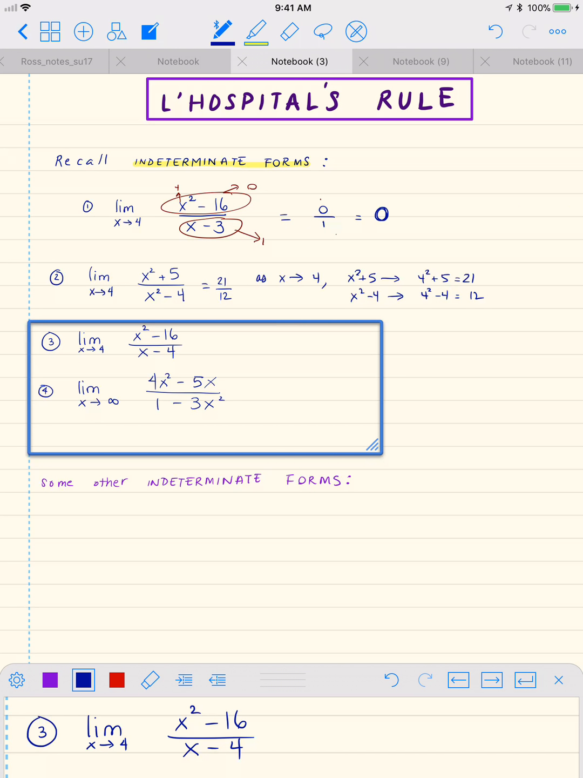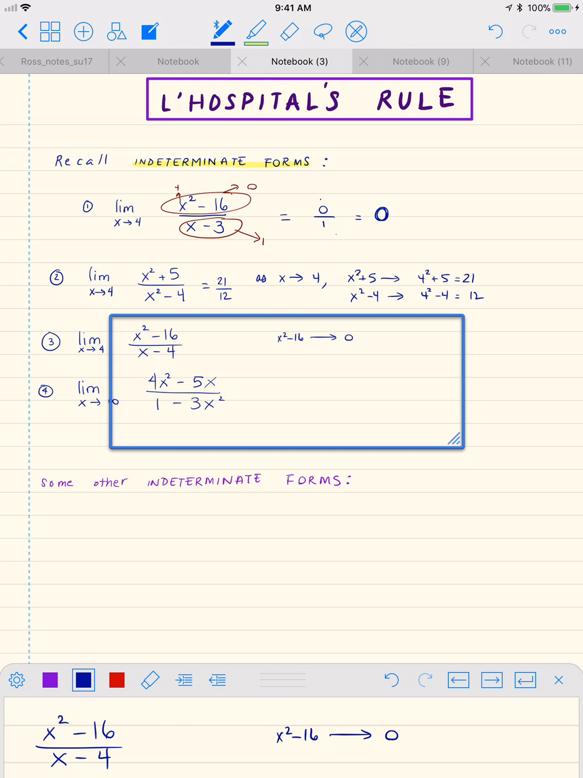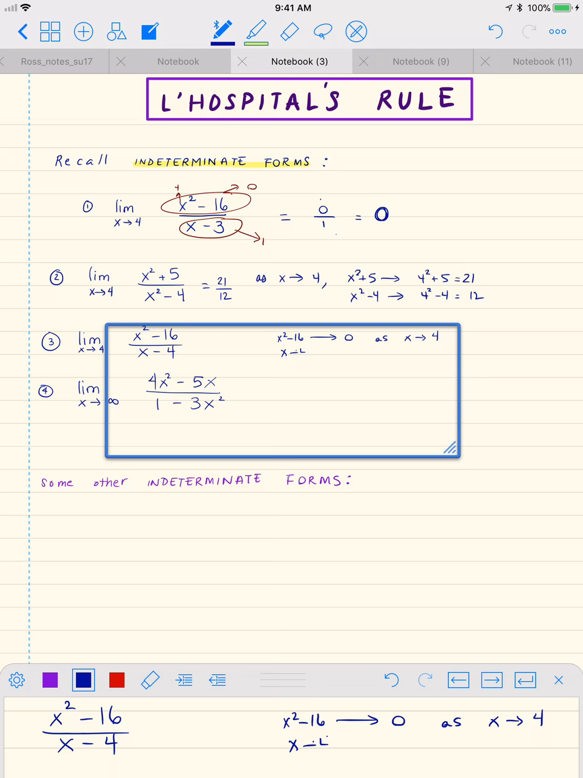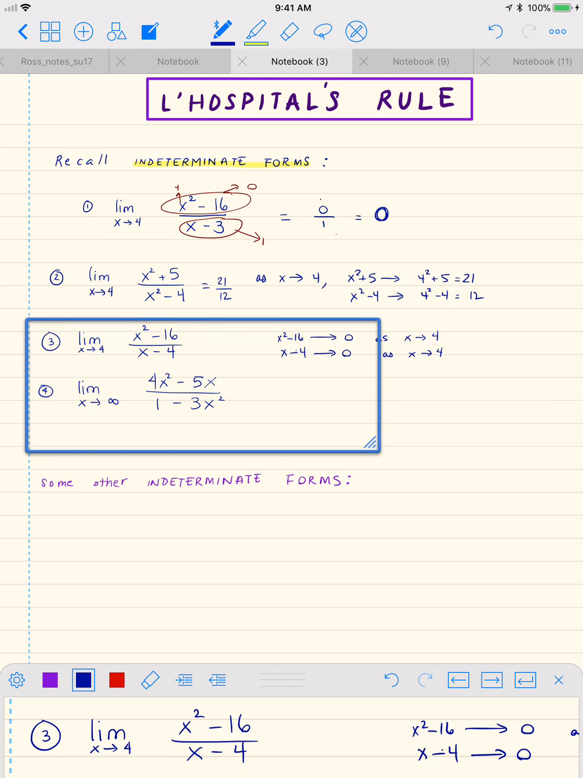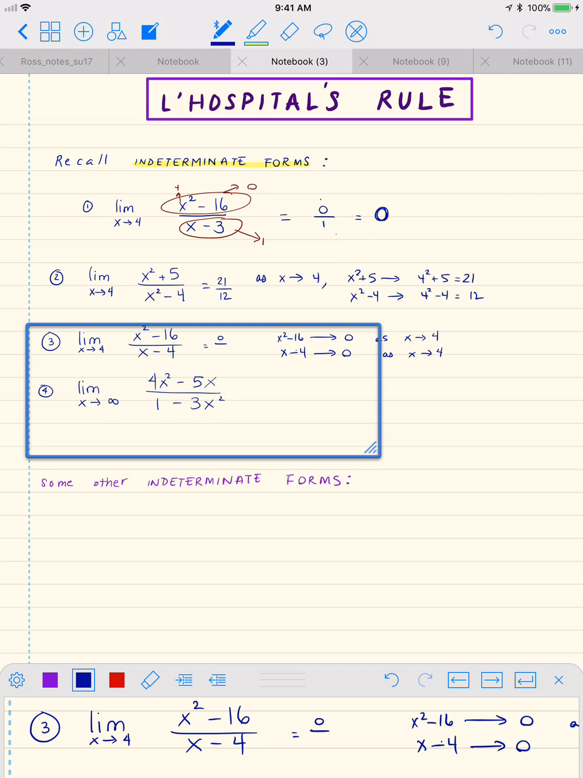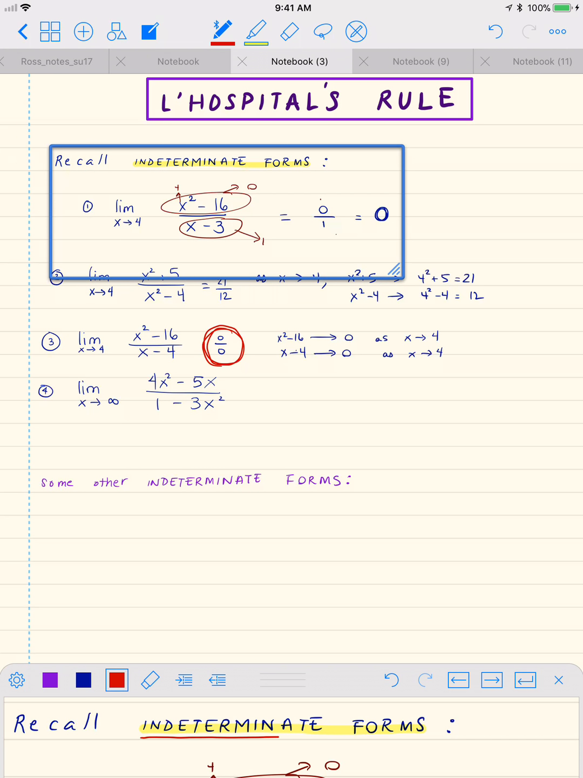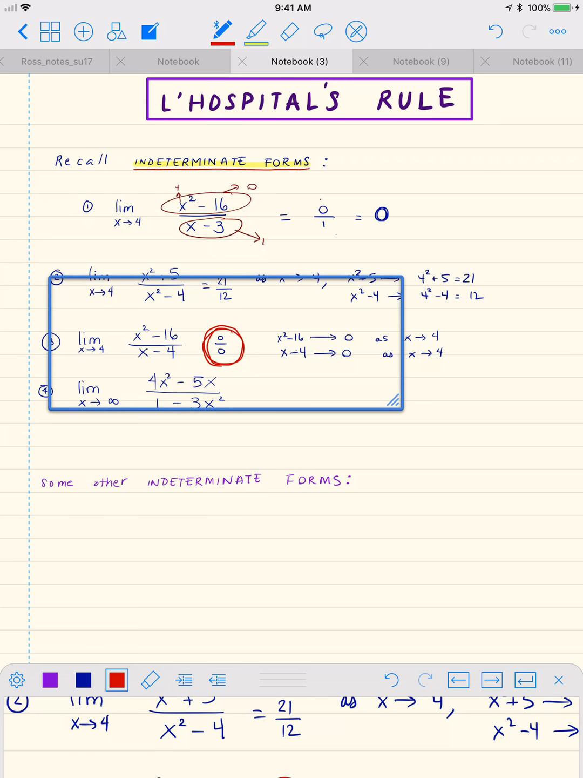Here we run into an issue. If we try to just plug in x equals 4, sure, the numerator, x squared minus 16, is going to approach 0 as x approaches 4. The denominator is also going to approach 0. So x minus 4 approaches 0 as x goes to 4. And because this limit is of the form 0 over 0, it's not equal to 0 over 0, so let me remove this equal sign. When we get this 0 over 0, this is one of our indeterminate forms. So one of our indeterminate forms was 0 over 0.